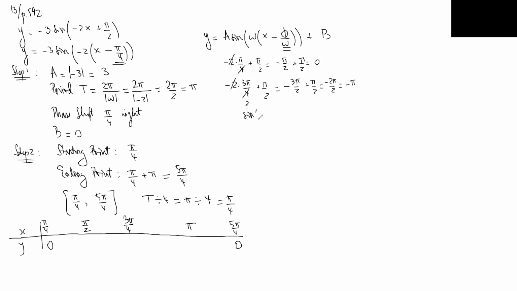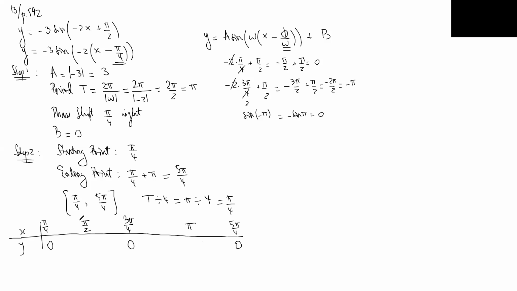Sine of negative pi. If you remember, sine is odd, so that's negative sine of pi, which is actually 0. Multiplied by -3, again 0. So I have a 0. Now let's see what's happening at pi over 2 and at pi.